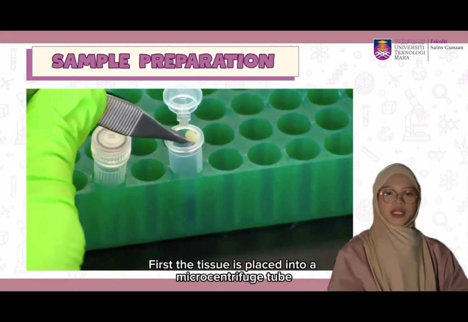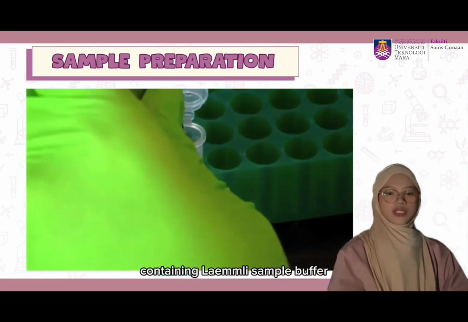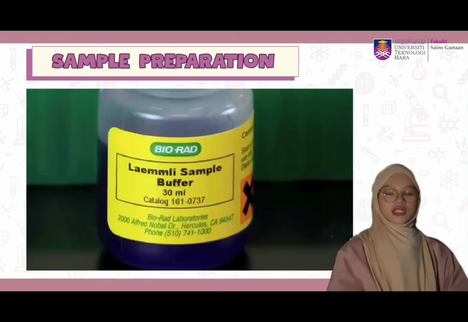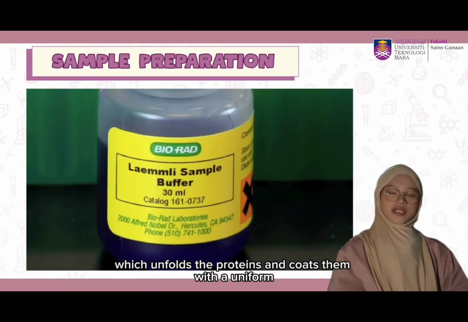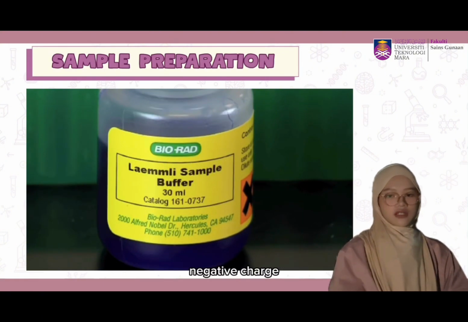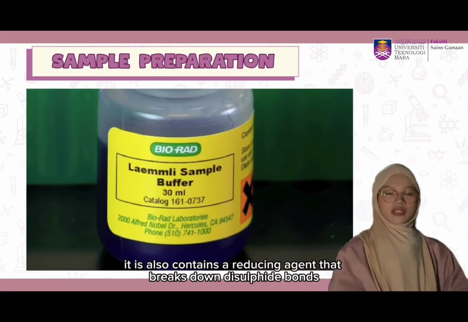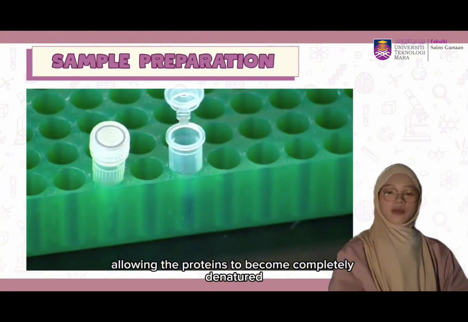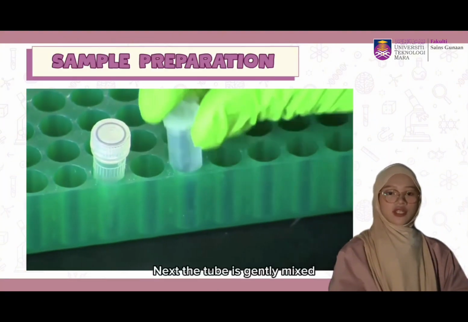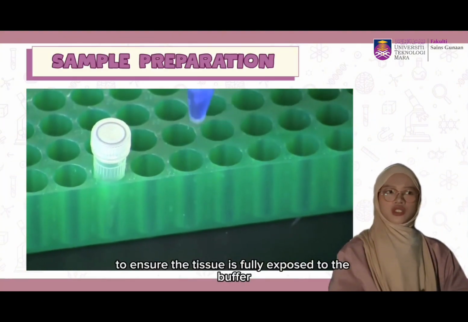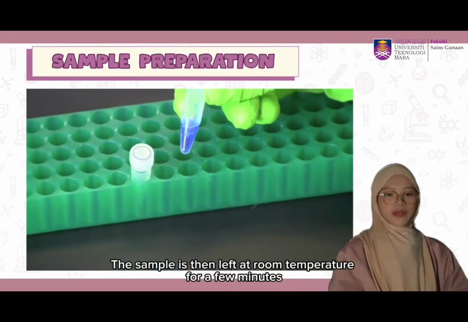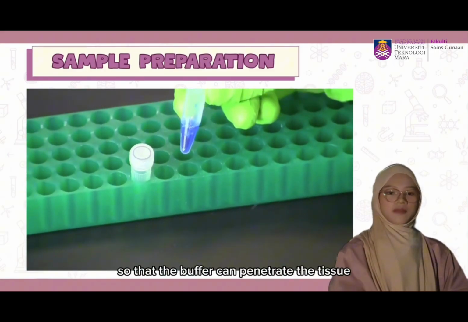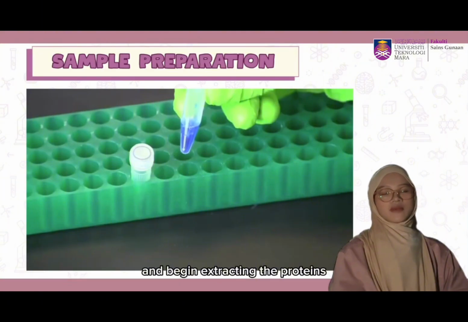First, the tissue is placed into a microcentrifuge tube containing Laemmli's sample buffer. This buffer contains SDS, which unfolds the proteins and coats them with a uniform negative charge. It also contains a reducing agent that breaks disulfide bonds, allowing the proteins to become completely denatured. Next, the tube is gently mixed to ensure the tissue is fully exposed to the buffer. The sample is then left at room temperature for a few minutes so that the buffer can penetrate the tissue and begin extracting the proteins.